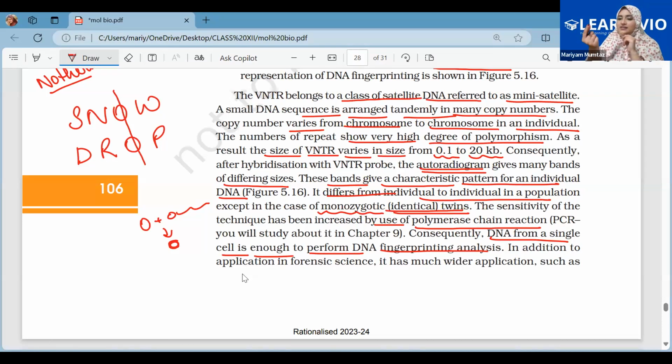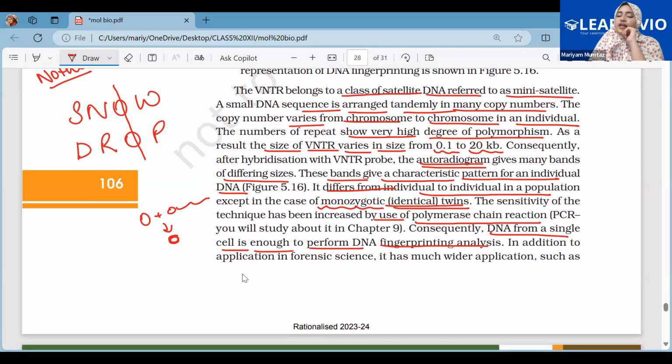So DNA from that one cell is also enough. Why? Because we'll take that one cell and do PCR, and when we do PCR, 1 billion copies of that DNA can be made. That is why it's very easy to do so. Even if we have a tiny trace, we can do so.